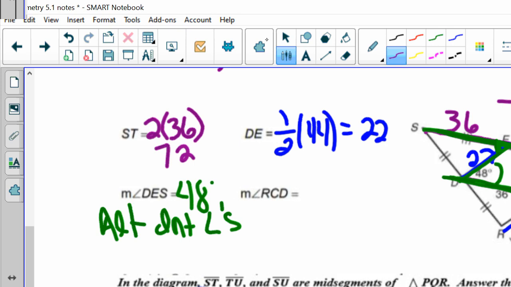And now they want the measure of angle RCD. So RCD, that's this angle in here. Again, I can look at alternate interior angles. This angle and this angle are alternate interior, so that one is also 48 degrees.